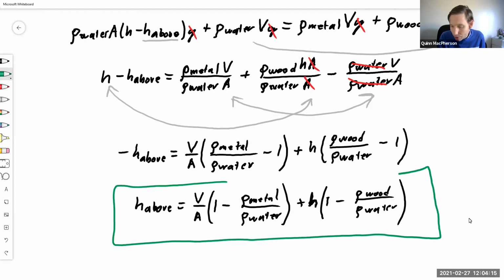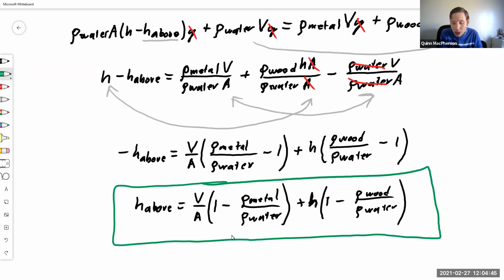You can see most of it is just algebra there. Okay, we can do some interpretation of this. Rho metal is always greater than rho water, so this whole term here is negative. That represents the fact that the metal is going to reduce h above. This term here is positive because rho wood is less than rho water. So this is how much it floats above. This is how much it's being dragged down by the metal.